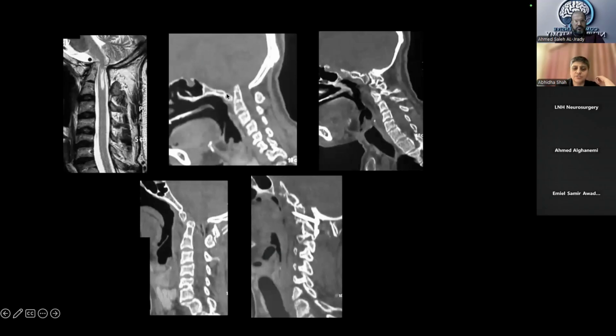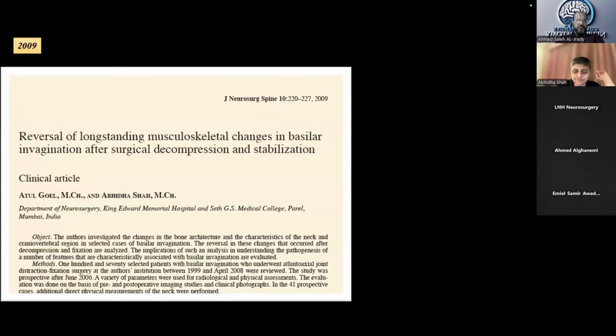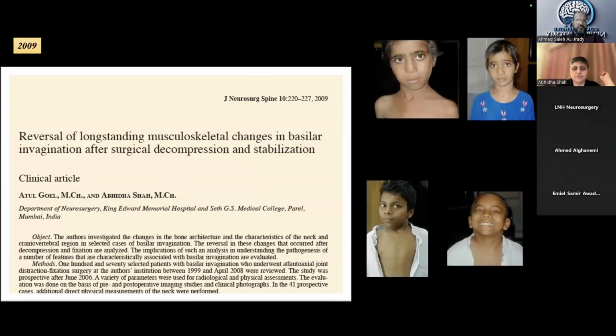This is again another patient with severe basilar invagination and completely malformed joints, but you can maneuver the joints. The trick is reaching the C1, C2 joint, opening the joint, manually maneuvering the joints, keeping it in distraction, inserting bone chips, and then doing the fixation. Then you can achieve the craniovertebral stabilization.